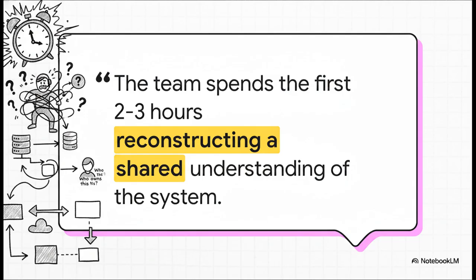An alarm goes off, and the first few hours are just this frantic scramble, not to fix the problem, but just to understand what's even going on. What changed? Who owns this thing? What else depends on it? The most expensive part of any incident often happens before you even start the real fix.